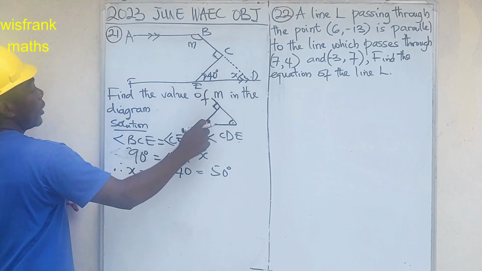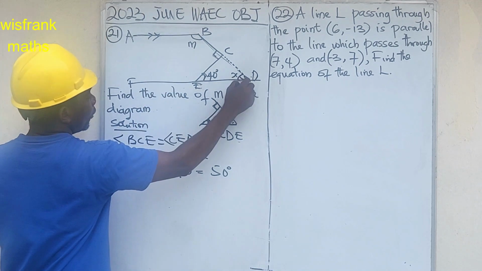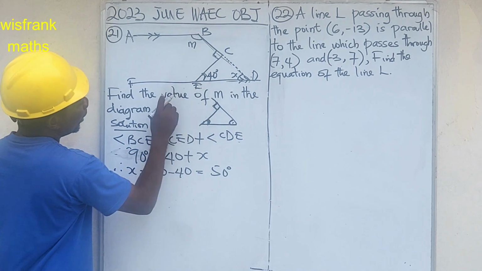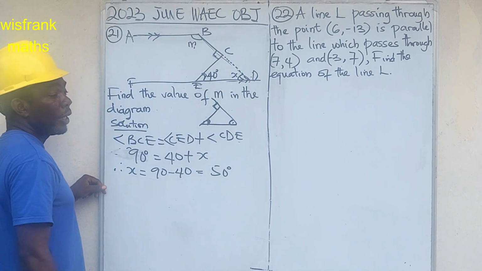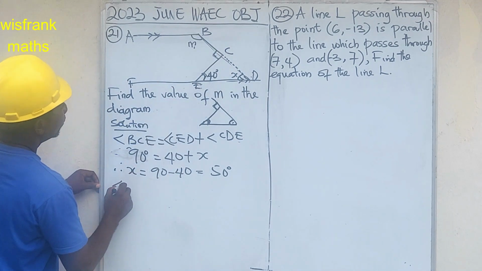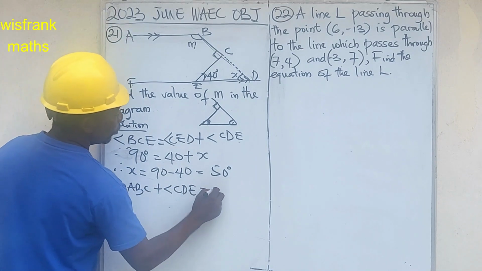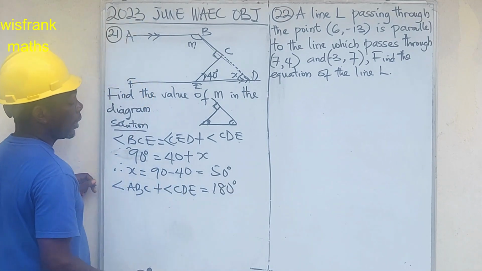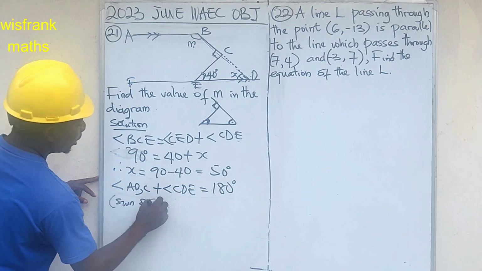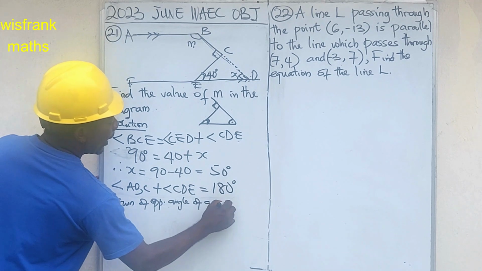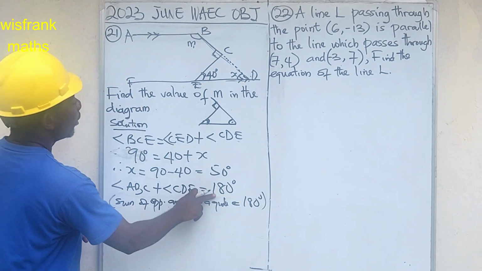Here we have 50 degrees. Now, as we have 50 degrees here, we can see that this figure is another figure where this angle here and this angle here are supposed to give us 180 degrees. So angle ABC plus angle CDE equals 180 degrees. The reason is the sum of opposite angles of a quadrilateral equals 180 degrees. That's why we have 180 degrees.